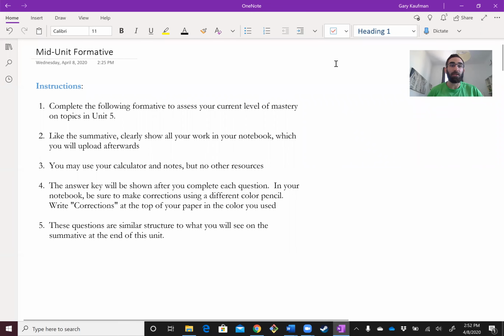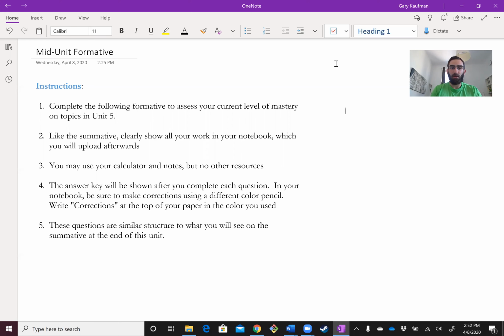Hey everyone, so today you're going to be completing a mid-unit formative to assess and see how you are currently doing with the content. Here are the instructions. Complete the following formative to assess your current level of mastery. Like the summative, clearly show all your work in your notebook, which you will upload afterwards. You may use a calculator and your notes, but no other resources.